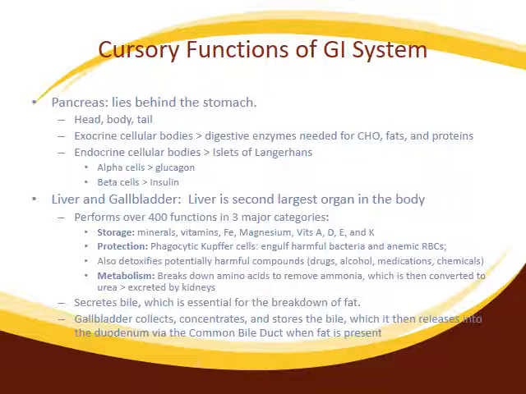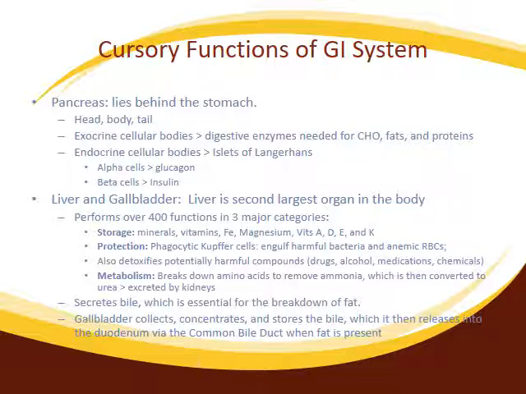But anyway, the liver is the second largest organ in the body. It performs over 400 functions, and the three major categories it does these functions in is storage, protection, and metabolism. It stores minerals and vitamins such as iron, magnesium, A, D, E, and K. It provides us protection, the phagocytic Kupffer cells. Those engulf harmful bacteria and anemic red blood cells. It takes care of the bad stuff. And it also detoxifies potentially harmful compounds such as drugs, alcohol, medications, chemicals.